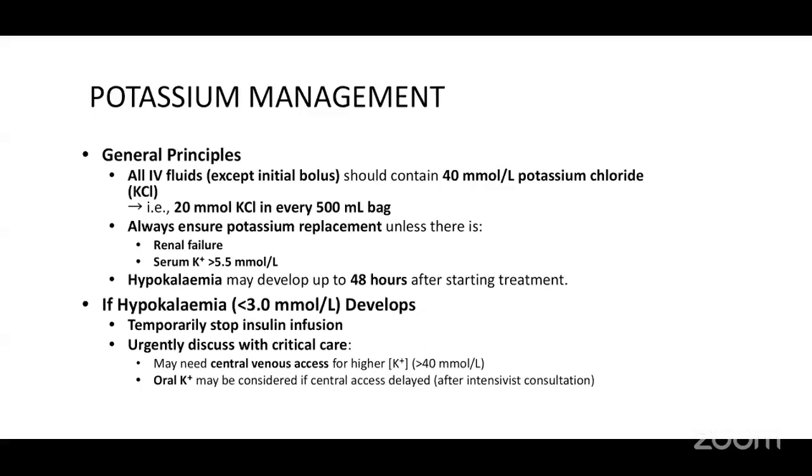If hypokalemia develops, that is, the potassium is less than 3 millimole per liter, despite giving potassium with the IV fluid, then you have to stop the insulin infusion temporarily, and you might have to increase the potassium from 20 millimole per liter to 40 millimole per liter. Oral can be considered only if the child is able to take orally, otherwise no.